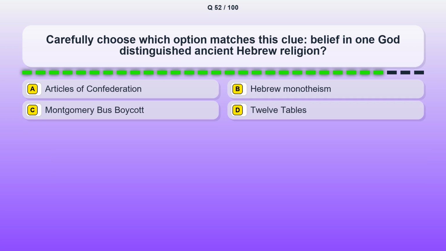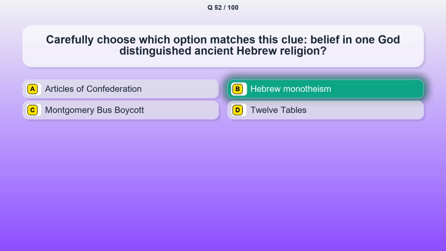Question 52. Carefully choose which option matches this clue. Belief in one God distinguished ancient Hebrew religion. Option A, Articles of Confederation. Option B, Hebrew monotheism. Option C, Montgomery bus boycott. Option D, 12 Tables.